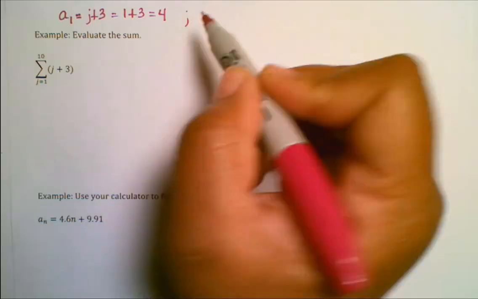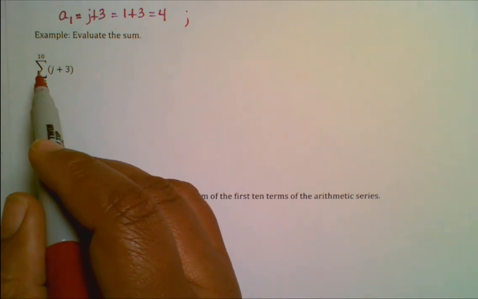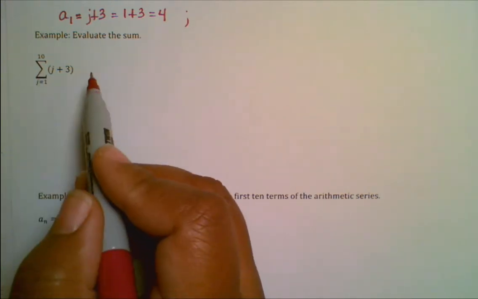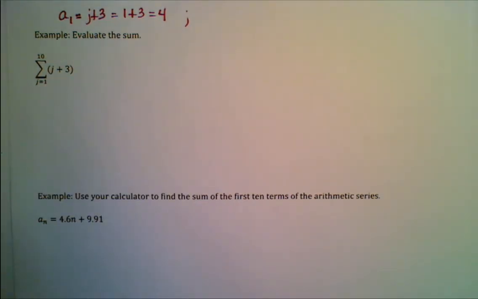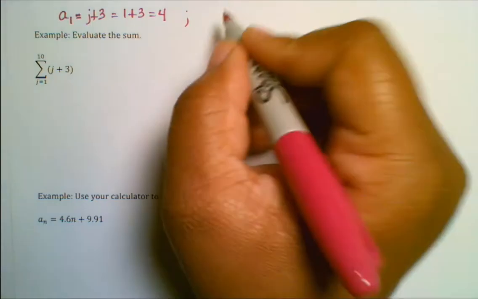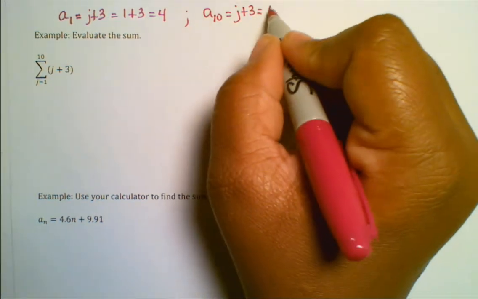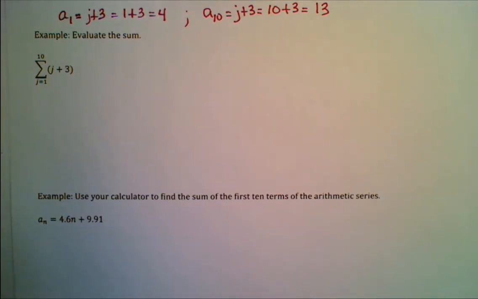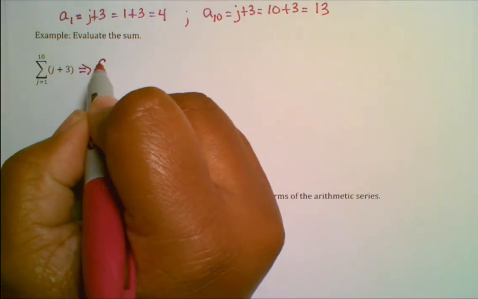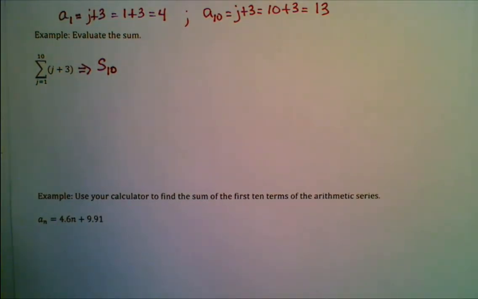Now we need to find the last term, which is 10, because in essence this question is asking us to find the first 10 terms of this summation. So we're going to substitute 10 into this expression again, and we have 10 plus 3 is equal to 13. So we're looking for the sum S of 10, the first 10 terms.